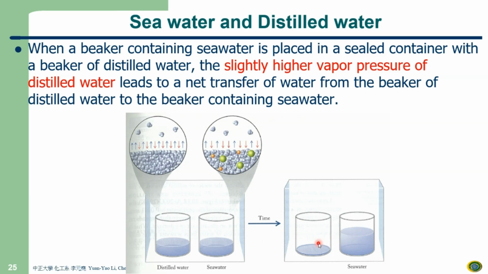Why? Because they have different vapor pressure. So the amount of water in the pure water will decrease, and the amount of water in the seawater container will increase. Okay.